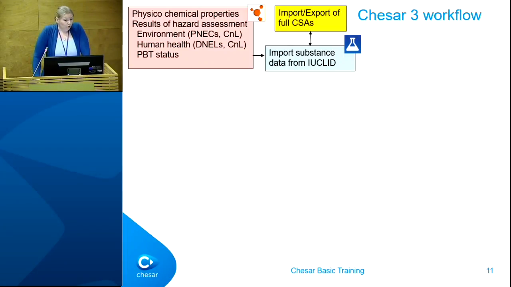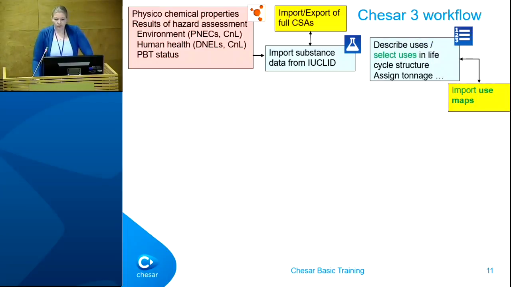Box 1 also offers you some possibility to import and export full chemical safety assessments. So for instance, if you have done your assessment for one substance and you're going to assess a substance which is quite similar and has quite similar uses, you can actually export that information, import it in another substance, and the assessment will be pre-filled for you. You just have to make sure, of course, that it fits exactly with the new substance. So you have your substance, then the next thing you need to do is describe your uses. You can do that manually. There is also the possibility to import a use map developed by a sector association, if available in Chesar format.